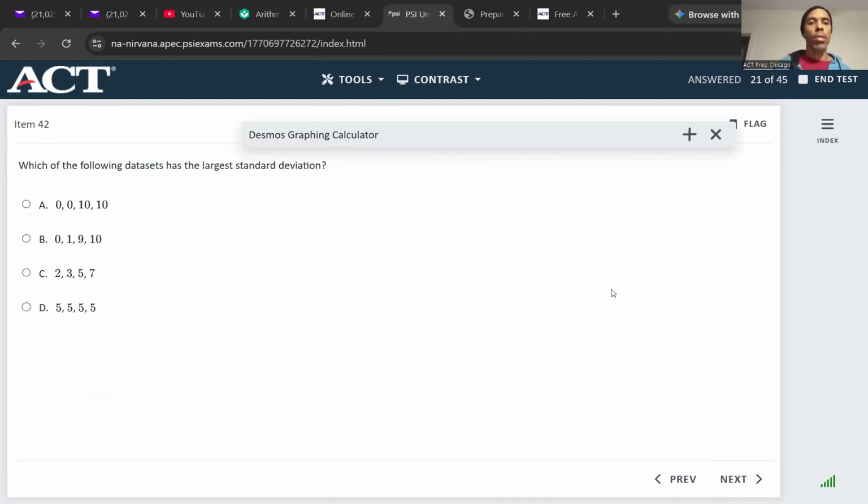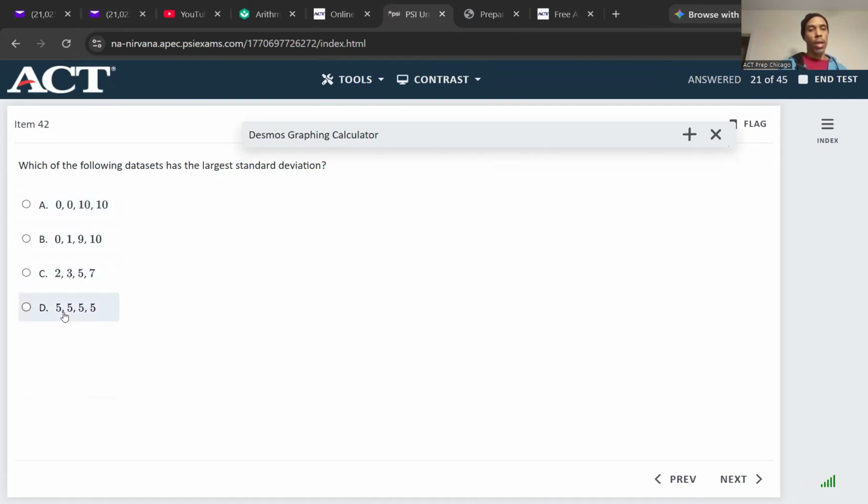Which of the following data sets has the largest standard deviation? Standard deviation is just how far things are spread from the middle. So you want things that are spread far, not clustered. A looks like a good choice. B looks good, but A is better because you see the 0, 0, 10, 10. The middle would be 5. Zero is farther from the middle than one is, and 10 is farther from the middle than nine is. So the greater the distance from the middle, the higher the standard deviation, right?